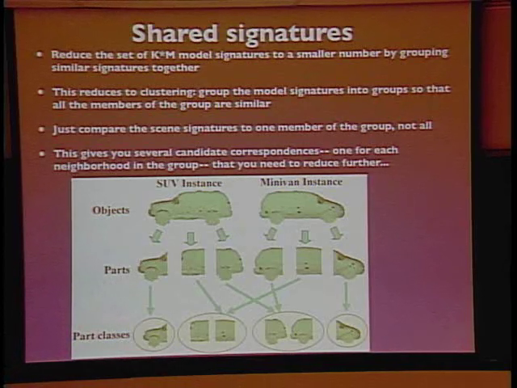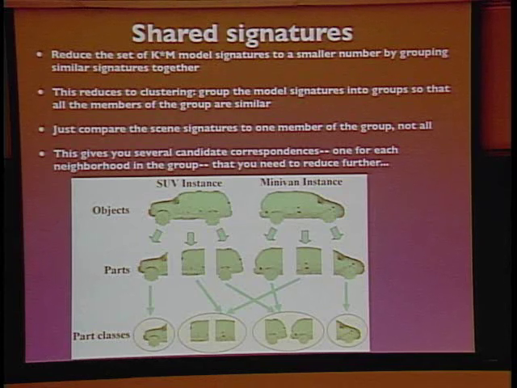And then what we're going to do at runtime is compare each scene signature to each one of the ones in each one of the classes. So it should be something like, if there are, let's say, k different shape signatures per part class, then we're going to do k times the number of part classes comparisons for each scene signature. But you're not especially out of the woods if you do that.